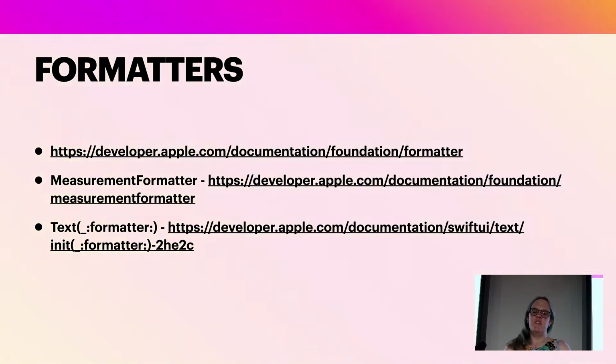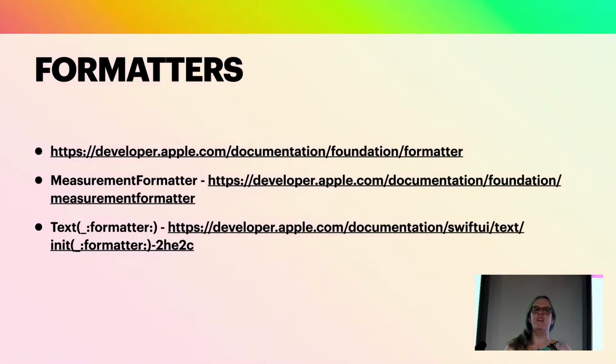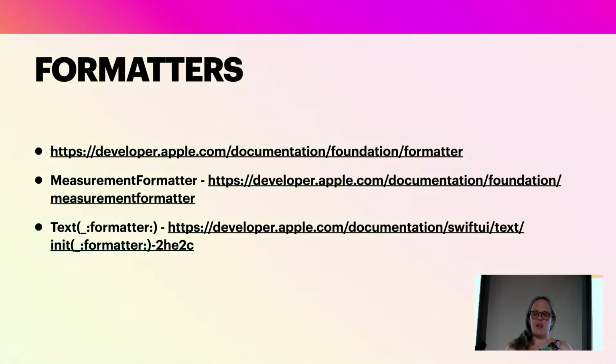Formatter is the base type, and then you've got things like a measurement formatter, which is specific to measurements. And in SwiftUI, to display a string, you'll typically use the Text view, which can take your string, or sorry, it doesn't have to be a string. It can be anything that your formatter understands, so a measurement, or a number if you're using a number formatter. You provide your value and then the correct formatter, and away it goes.